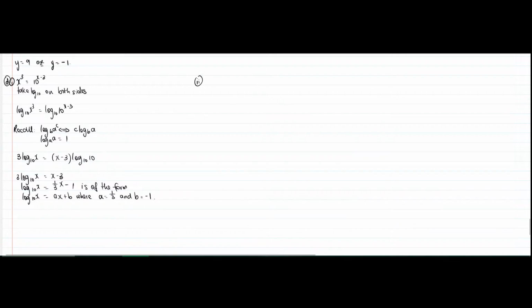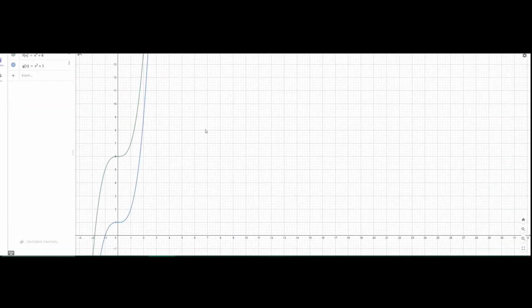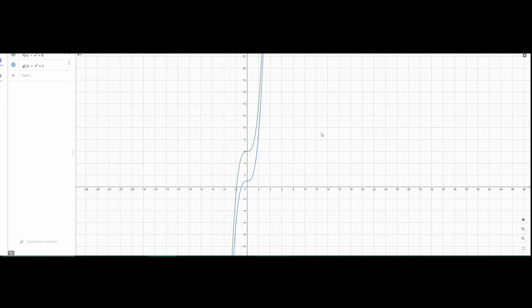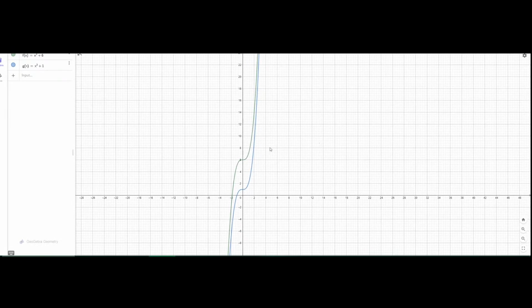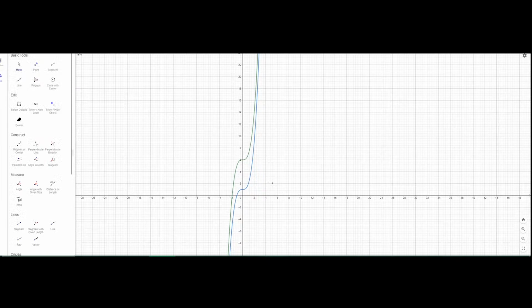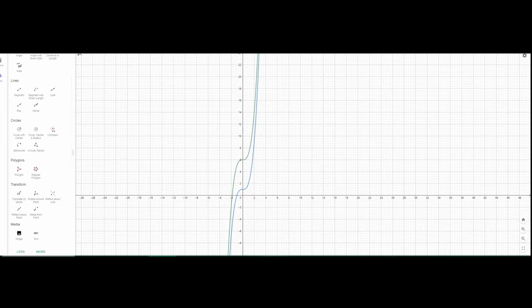State the value of the gradient of a graph log of x to base 10 versus log of x. Alright, now just a quick thing. You see how in GeoGebra here, we have the x-axis and the y-axis. Now, these axes are directly related to our equations. So let me just bring this down a little bit here.